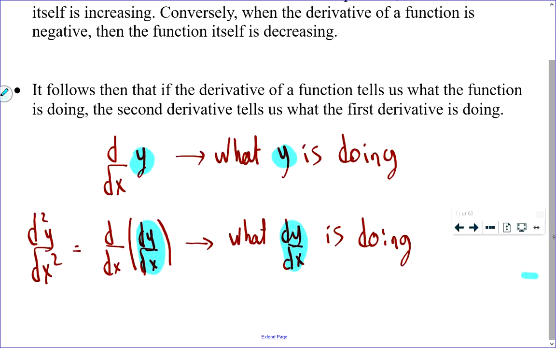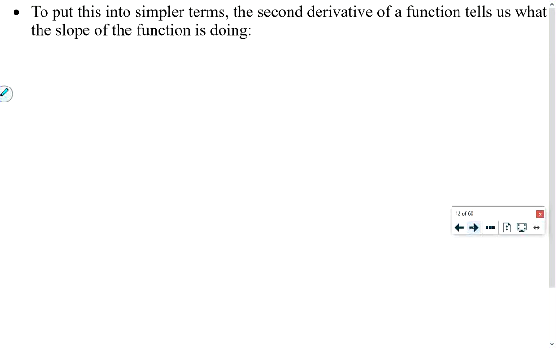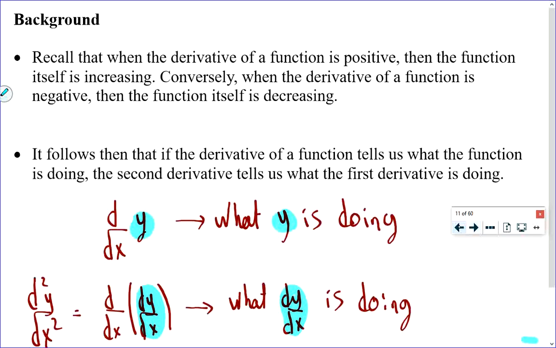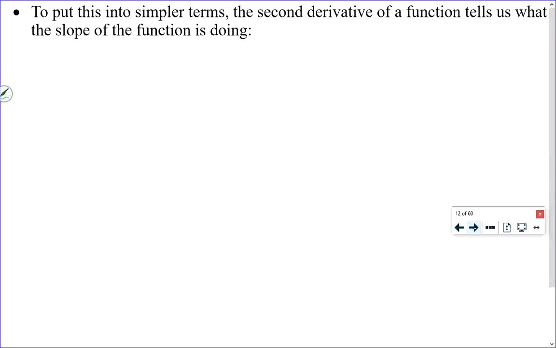So where does this leave us? It leaves us with this idea. The second derivative of a function tells us what the slope of the function is doing. Remember, the second derivative, which is the bottom line on your screen here, is telling you what the first derivative is doing. Well, this is the slope. So the second derivative of a function is telling us what the slope is doing, which is weird.